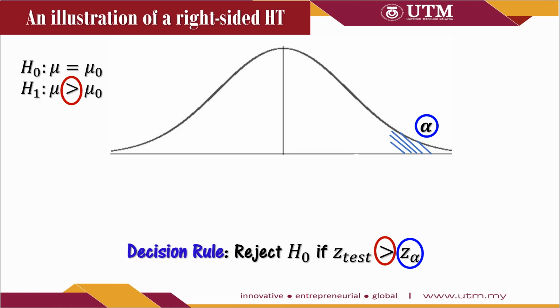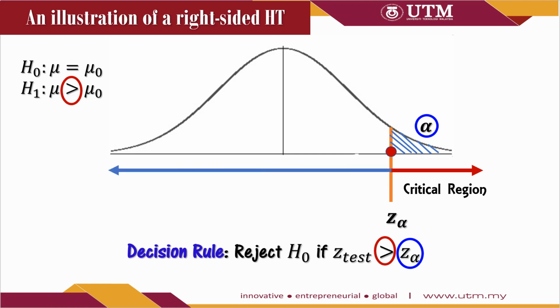The critical value, which is Z alpha, can be shown as the single boundary value of the one critical region defined by the set of Z values above or greater than Z alpha. The set of Z values below Z alpha is what we call the acceptance region in this illustration.